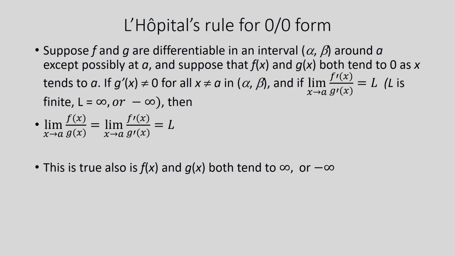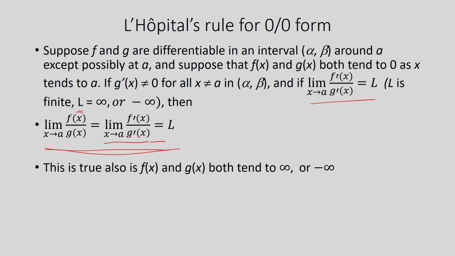If g dash of x is not equal to 0 for all x not equal to a in alpha beta, and if, this is important, limit x goes to a of f dash of x divided by g dash of x is equal to L, L is finite, it could be infinity or minus infinity, then the limit as x goes to a of f x divided by g x is actually equal to the limit as x goes to a of f dash of x divided by g dash of x, and this as we know is equal to L.